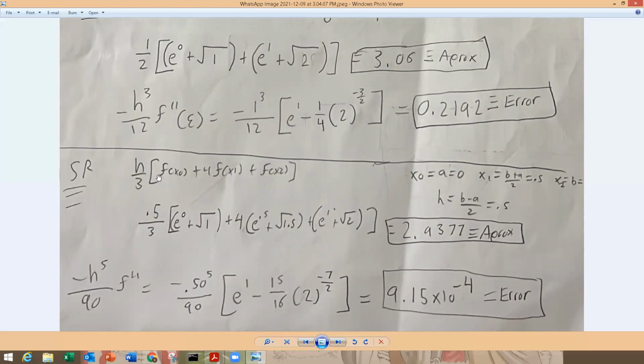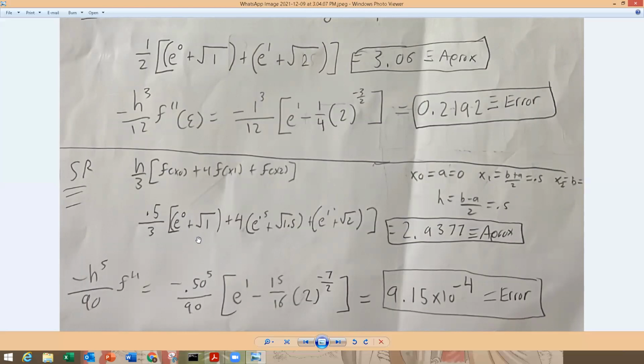All right. So this is h over 3 times f of x naught plus 4 f of x1 plus f of x2. So we know x naught equals a equals 0, x1 equals b plus a over 2, just like in the midpoint. But in the midpoint it's x naught, here it's x1 because it's the point in the middle. So that gives you just 0.5. So it's 1 plus 0 over 2, 0.5. Then x2 equals b, which equals 1. So you have 0, 0.5, 1. And then h also equals 1 minus 0 over 2, which gives us 0.5 again.